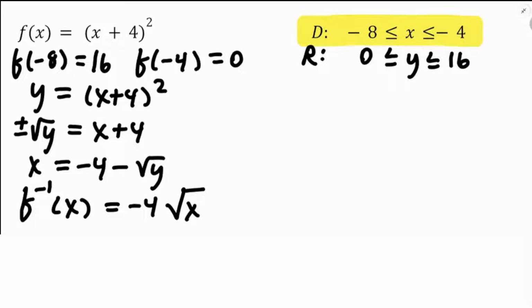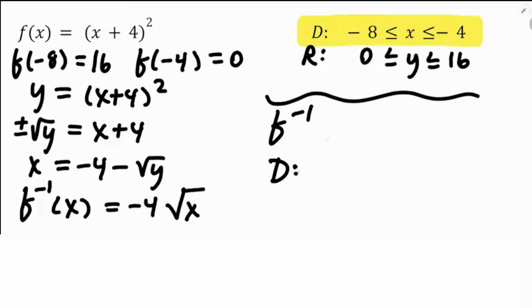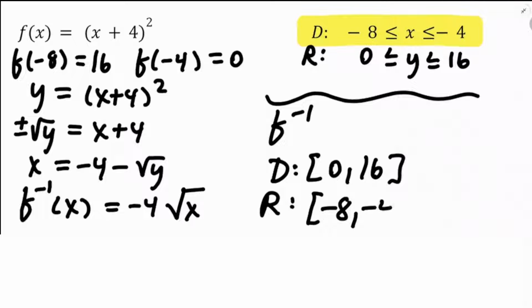And, okay, then I've got the domain and range of the original, so for f inverse, I'm going to have a domain of 0 to 16 and a range of -8 to -4.